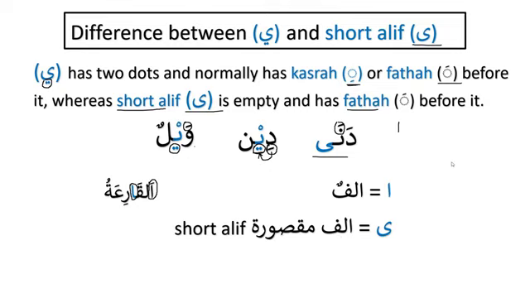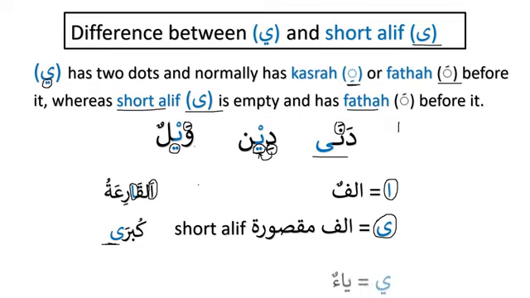So look at the difference, please. There is a difference between these. This is called alif, only alif, as we can see over here. However, this is called alif maqsura, short alif, and this is how it is written. As we can see over here, it is empty and there is a fatha before it. So this is the difference between alif and short alif.